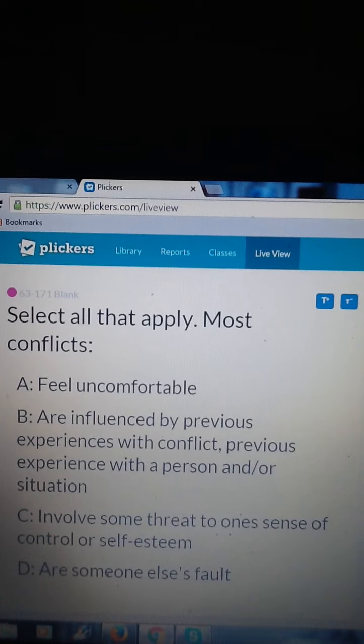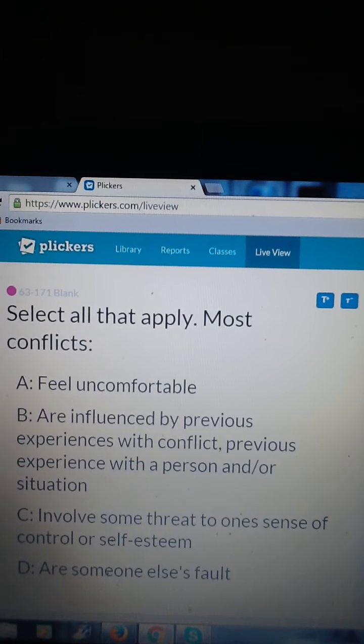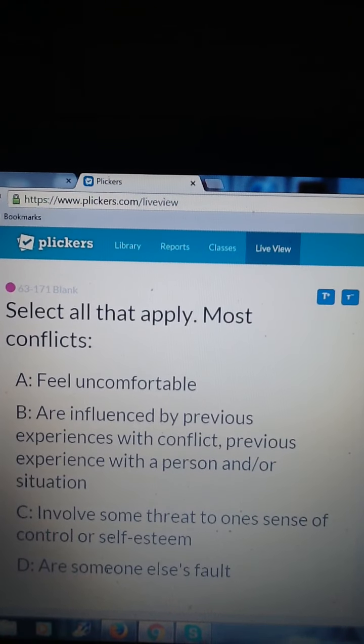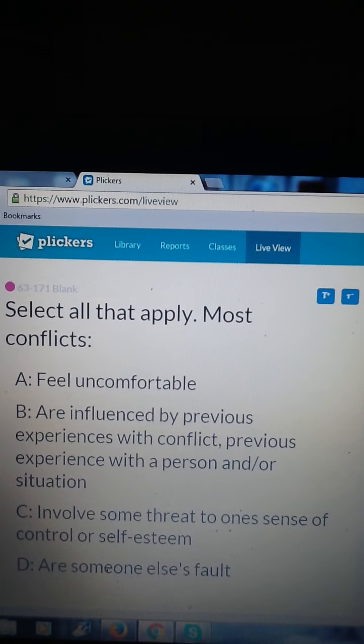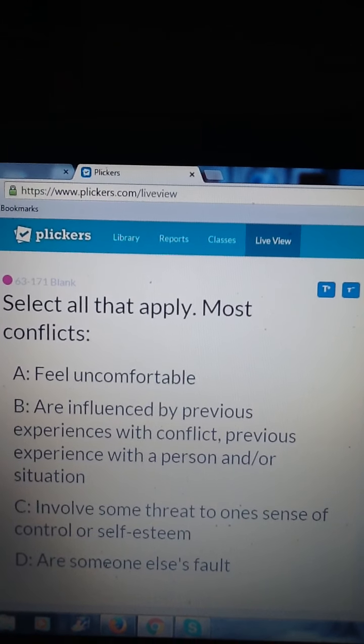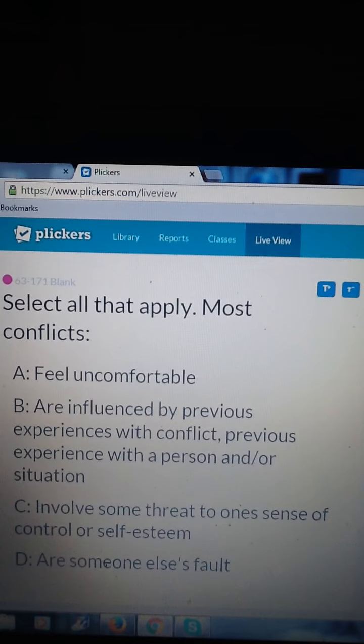And you put a check mark beside that. Go back up to the question, most conflicts, and then you'd go to B, are influenced by previous experience with a person and or situation. And you'd figure out, is that right or wrong? If it's right, you'd put a check mark beside that. You go back up, most conflicts, and then you'd read C, involves some threat to one's sense of control or self-esteem. Is that right or wrong? You'd figure that out, go back up, say most conflicts, D, are someone else's fault. So in this case, A, B, and C are correct.